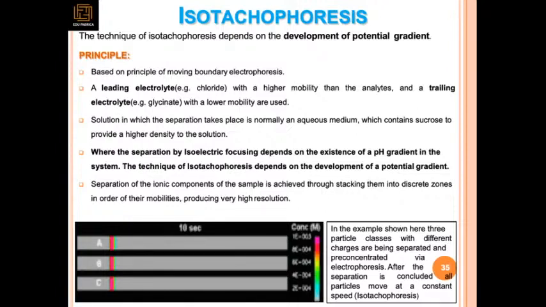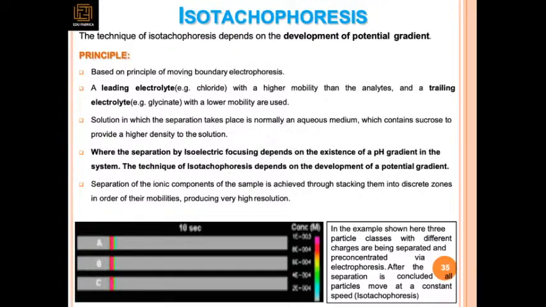Then there is isotachophoresis, which mainly depends upon the potential gradient. Its main principle is the moving boundary of electrophoresis, where a leading electrolyte with a higher mobility than the analytes, and a trailing electrolyte with lower mobilities, are used.